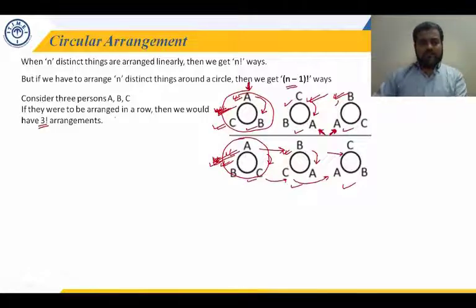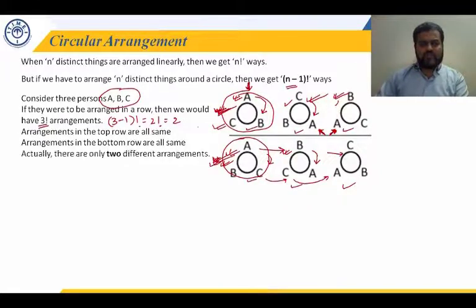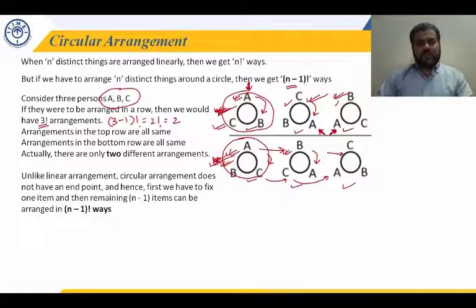So if we have to arrange these 3 persons in a circle, it won't be 3 factorial, it will actually be 3 minus 1 factorial, which is equal to 2 factorial, which is equal to 2 ways. So there will be only 2 ways. So arrangements in the top row are all the same, and arrangements in the bottom row are all the same. So actually we have only 2 different arrangements.